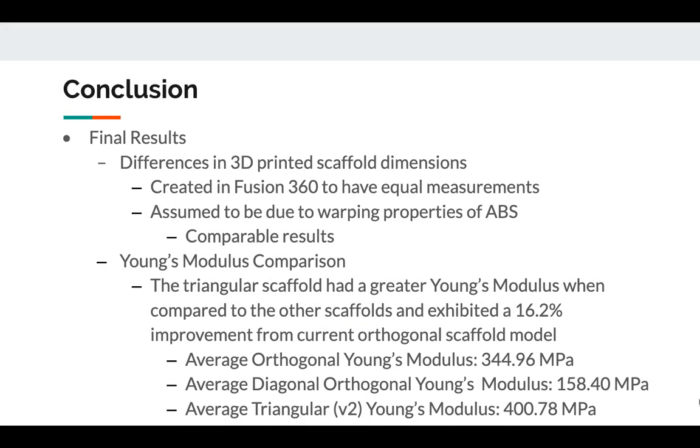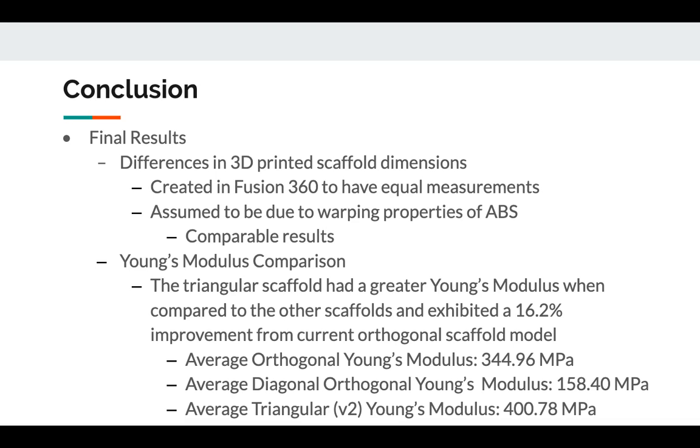In conclusion, I had found some differences in the 3D printed scaffold dimensions. However, these were originally created in Fusion 360 to have equal measurements. So this warping was assumed to be due to the warping properties of ABS, and thus these models had comparable results. The Young's modulus was compared, and the triangular scaffold had a greater Young's modulus when compared to the other scaffolds, and exhibited a 16.2% improvement from current orthogonal scaffold models.